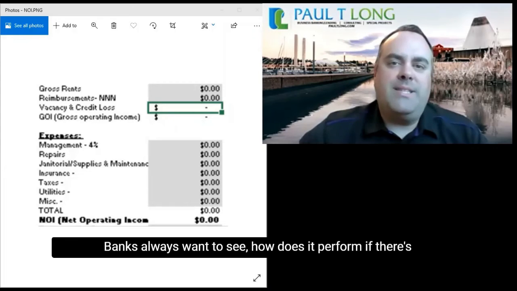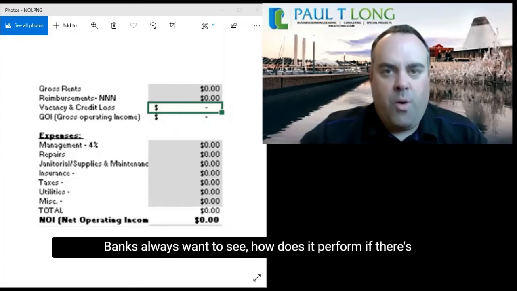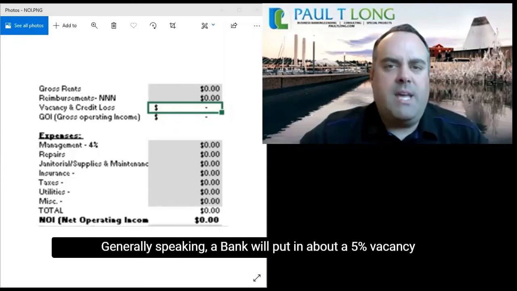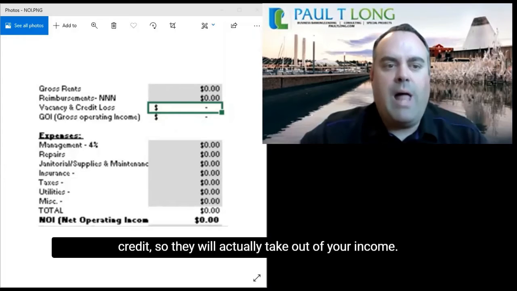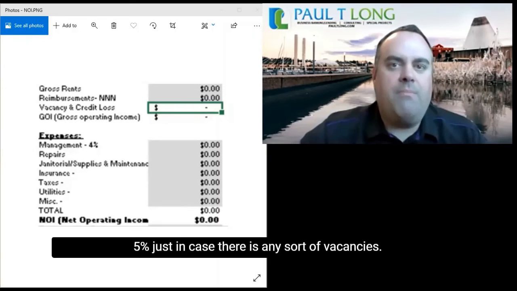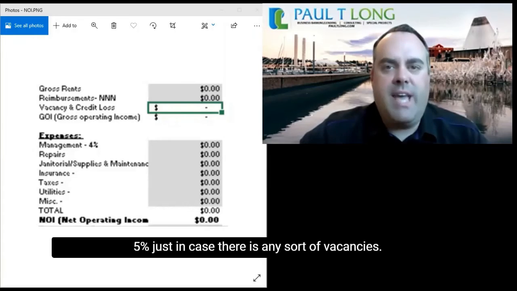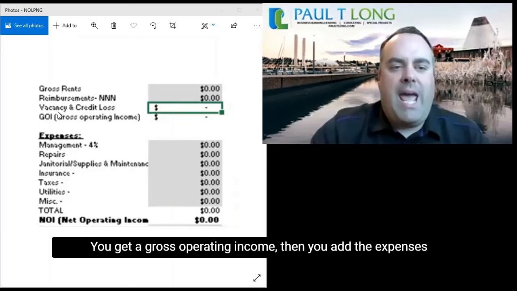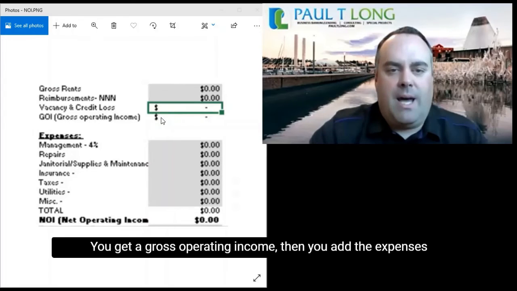Banks always want to see how it performs if there's a vacancy within the property. Generally speaking, a bank will put in about a 5% vacancy credit. So they will actually take out of your income 5% just in case there were any sort of vacancies. And then what you get is the gross operating income.